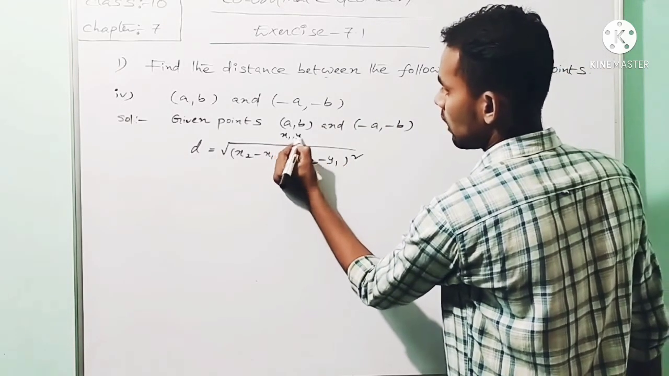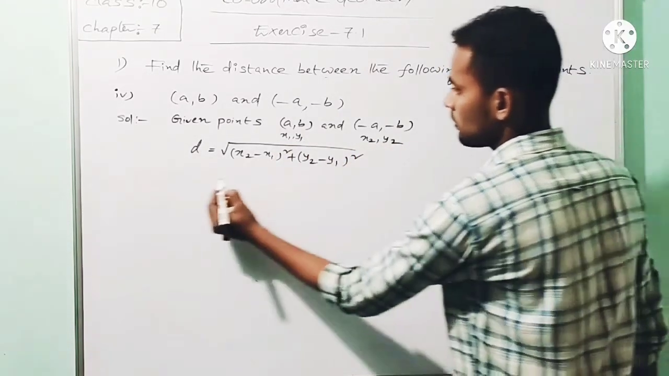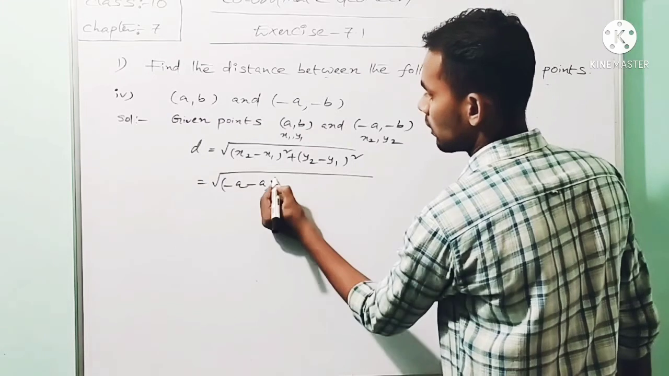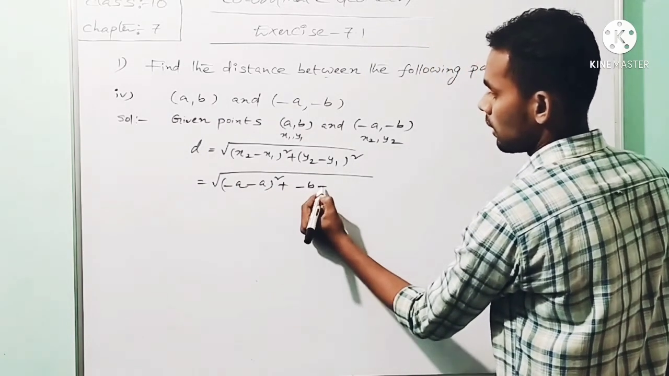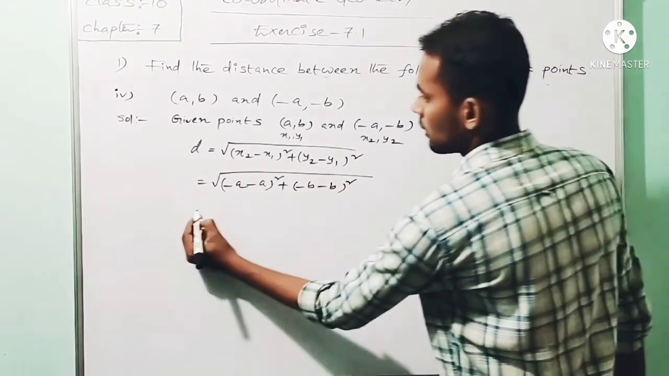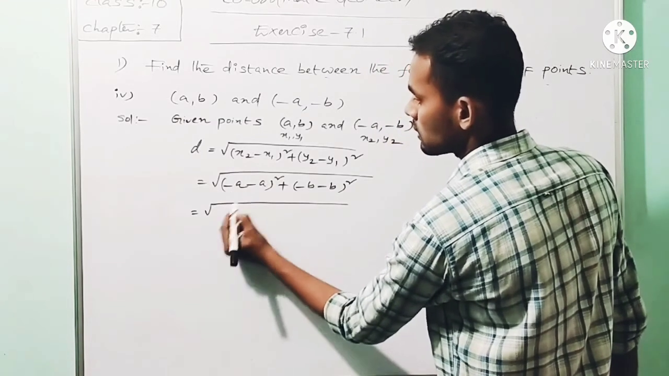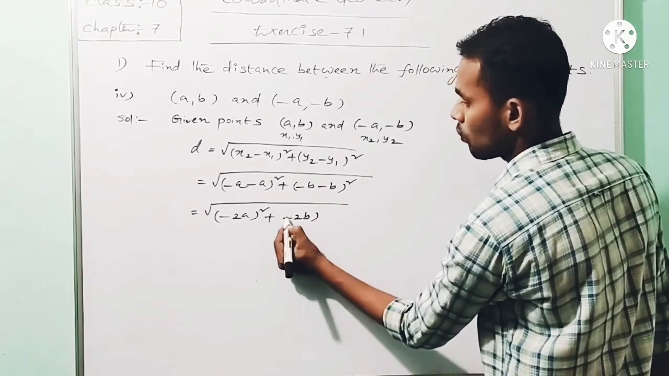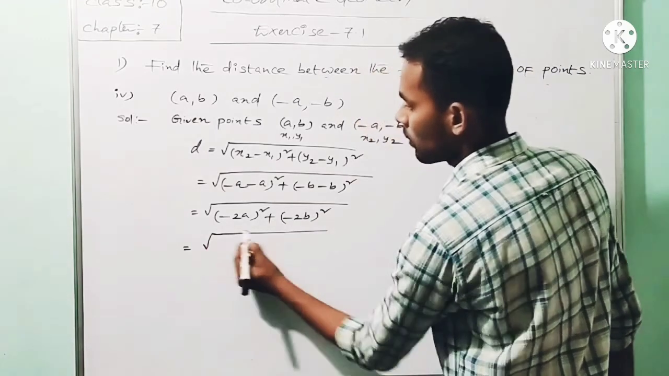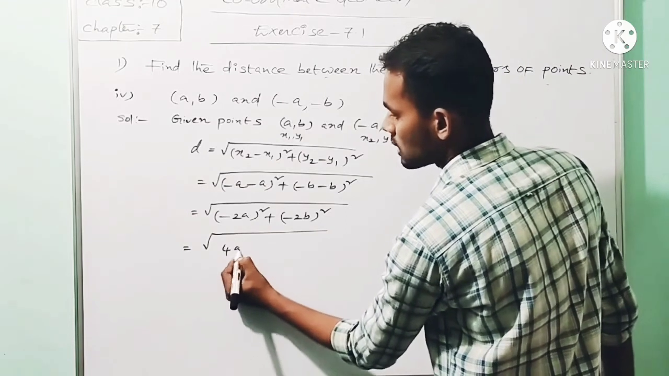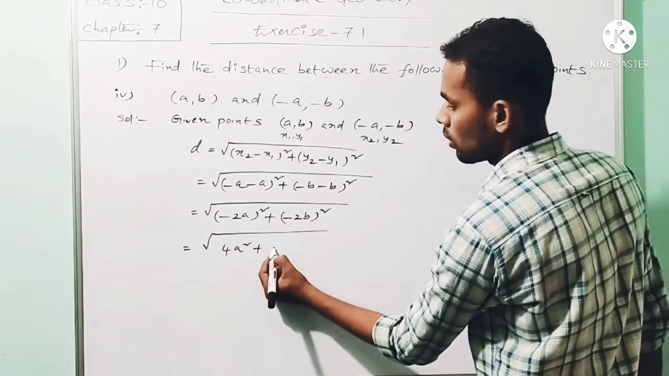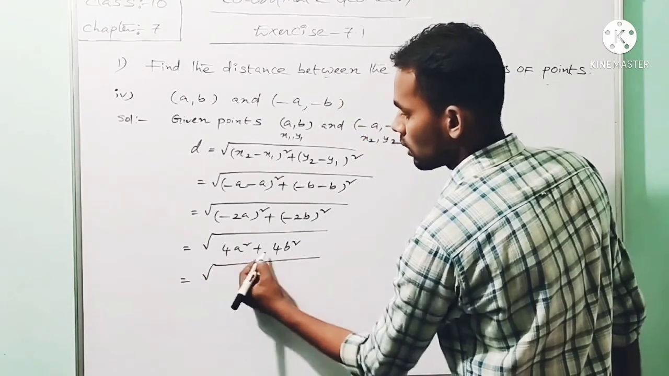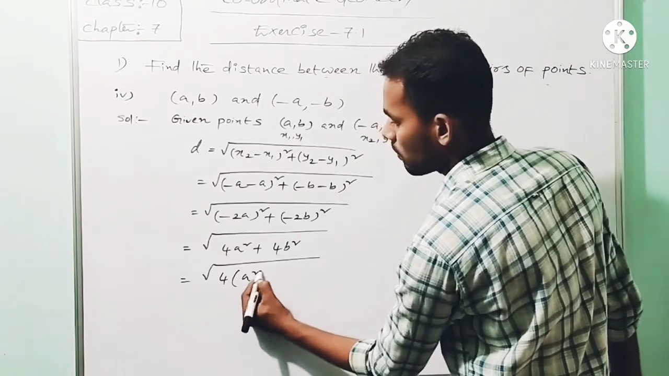This is x1, y1. This is x2, y2. Is equal to square root of (x2 = minus a minus x1 = a) whole square plus (y2 = minus b minus y1 = b) whole square, is equal to square root of (minus a minus 2a... i.e. minus 2a) whole square, which is 4a square, plus (minus 2b) whole square, which is 4b square, is equal to square root of, in 2 terms 4 is common, 4 common of (a square plus b square).